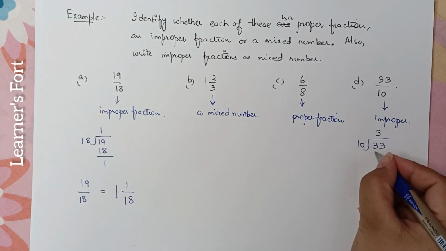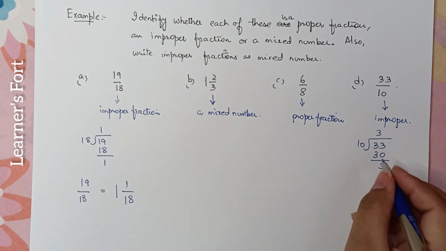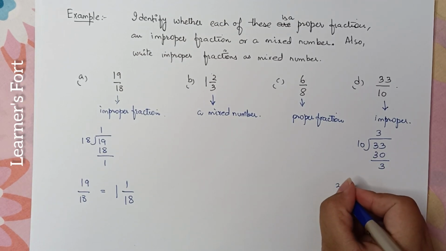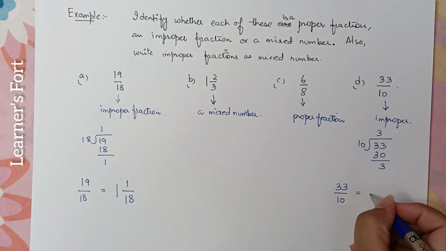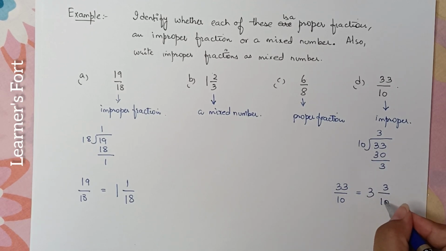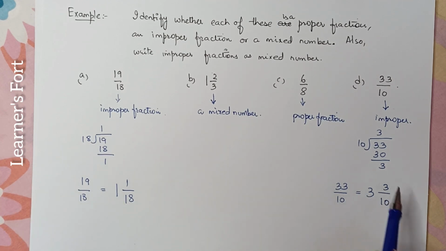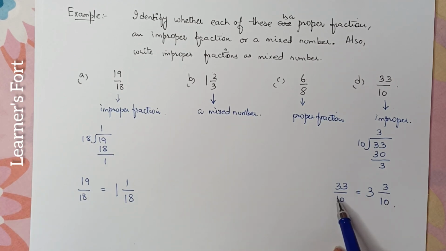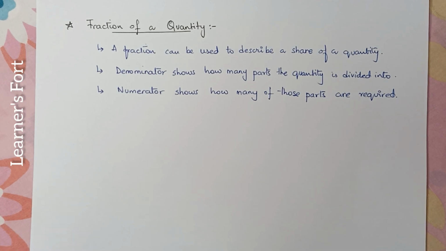Now, 10 threes are 30. We have 3 remainder. So we're going to express 33 upon 10 as the quotient, which is 3 whole, remainder 3 upon 10, right? So the denominator of the mixed number is the same as the denominator of the improper fraction. Okay. Now let's come to the next topic, which is fraction of a quantity.